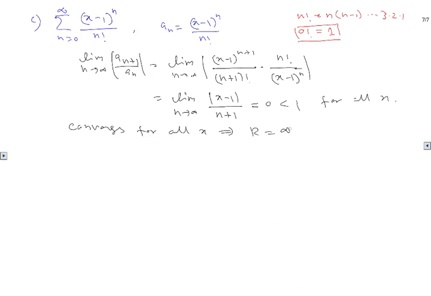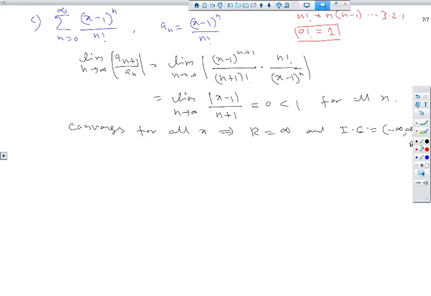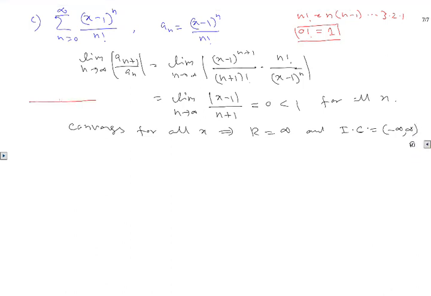Okay, and the interval of convergence is what? Any. That means negative infinity to positive infinity. So it's a kind of interesting example. See, R is infinity and it converges everywhere pretty much. It converges everywhere, so it's going from negative infinity to positive infinity.